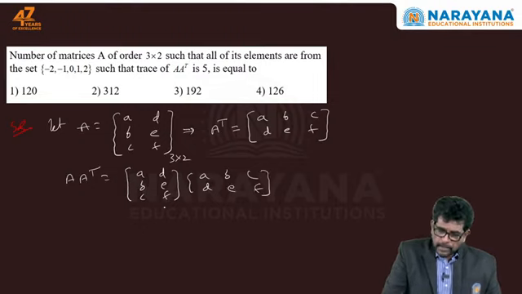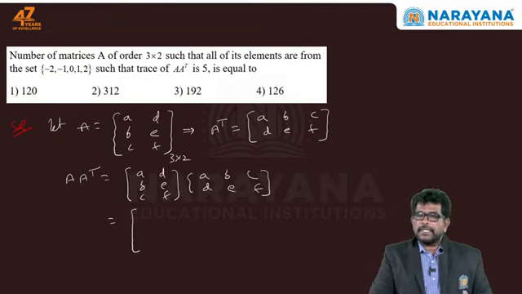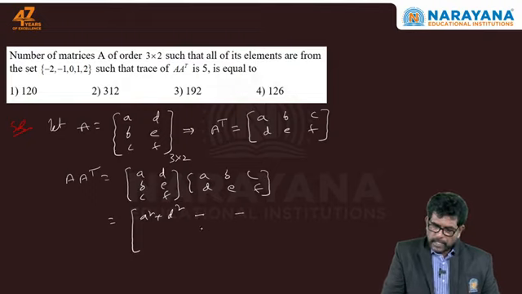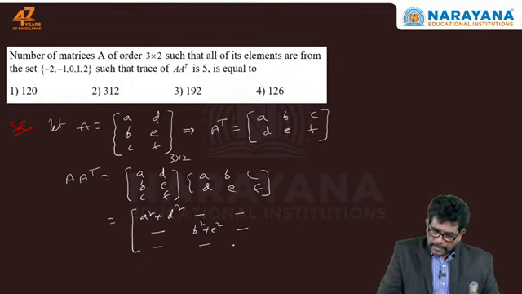Now for the trace, we want only the diagonal elements. The sum of the diagonal elements is the trace of the matrix. So the first diagonal element becomes A square plus D square. We don't want the remaining two elements. Next, in the second row, we don't want the first element; we want the second element. It becomes B square plus E square. We don't want the third element. And in the third row, we don't want the first two elements, and the third element becomes C square plus F square.